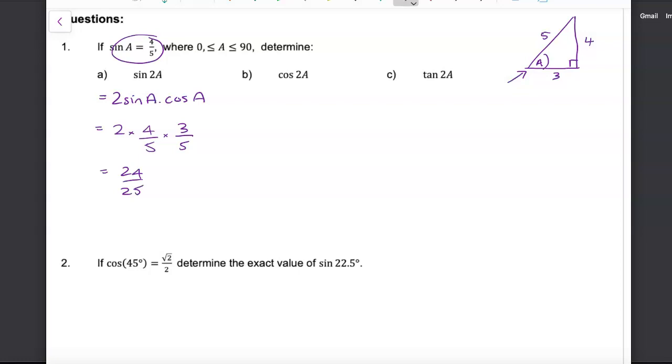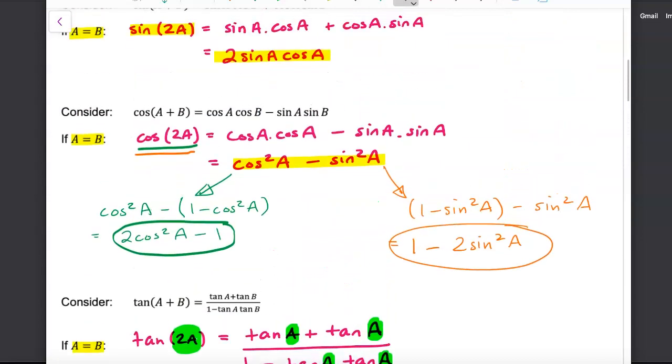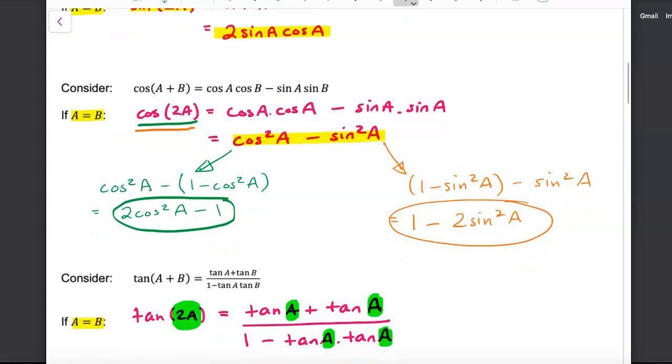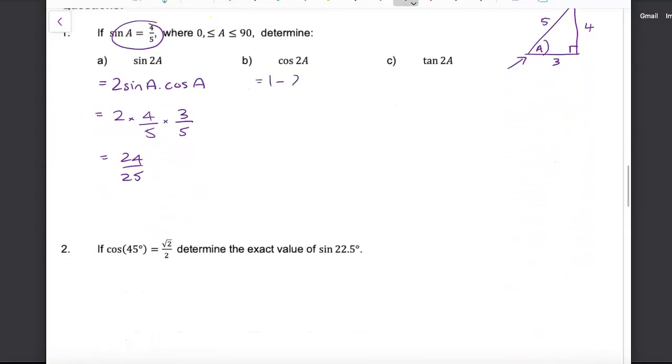Now the cos of 2A, well, we've got 3 alternatives that we can use. If we go back up here, we could involve cos squared A take sine squared A, or we could involve cos squared A take 1, or 1 take 2 sine squared A. Because I've got sine A involved in my question, I'm going to use 1 minus 2 sine squared A. So this is 1 minus 2 lots of 4/5 squared. This is 1 minus 16 on 25 times 2, so that will be 32 on 25, and that's going to give me -7 on 25.